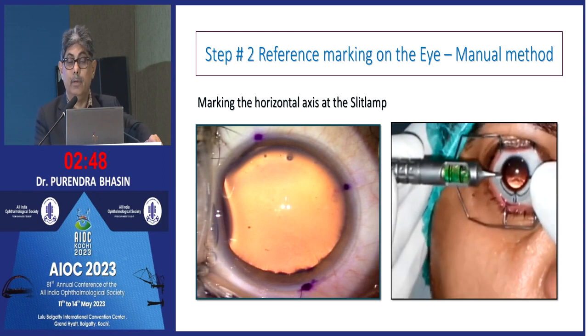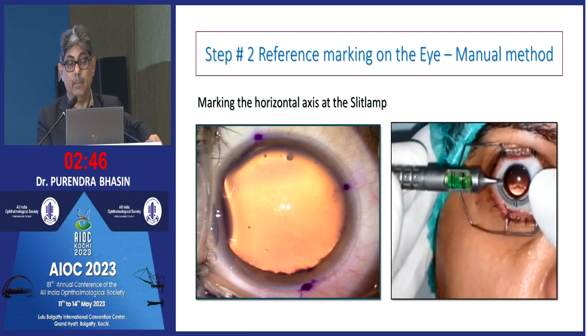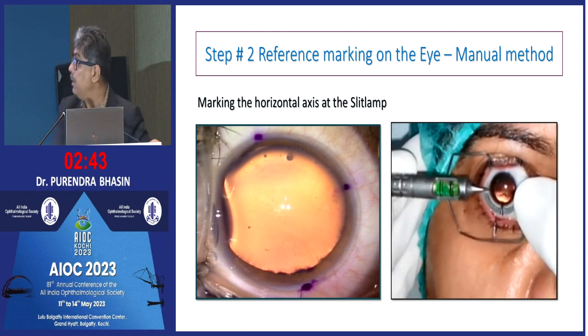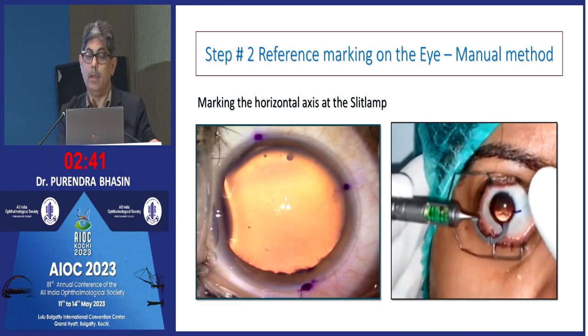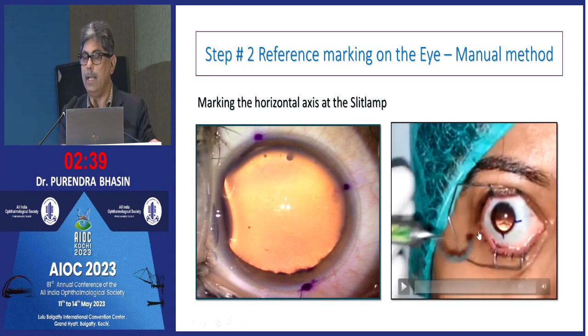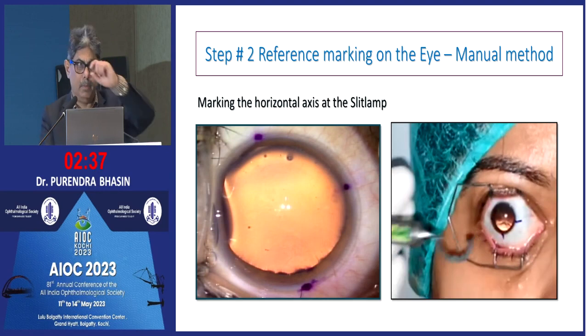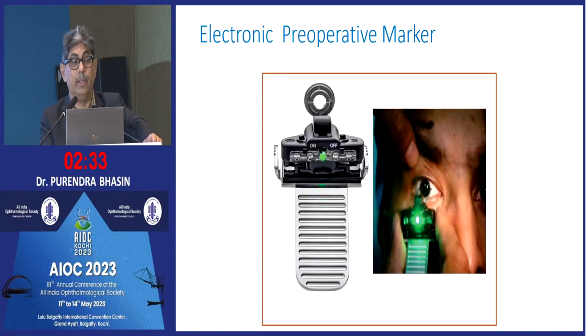This is a small video on how you can mark with a bubble marker. There is a bubble in this green cylinder, and this bubble should be within the two lines, and this is the mark which you are going to get.